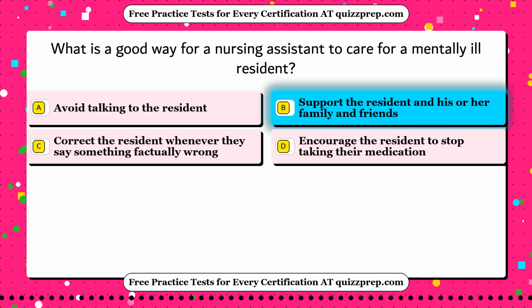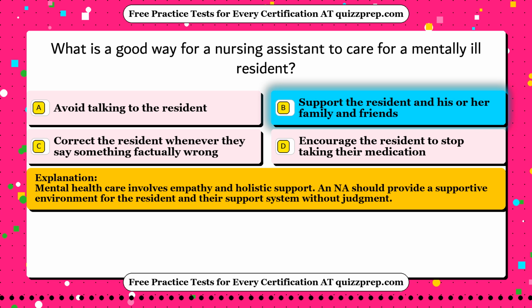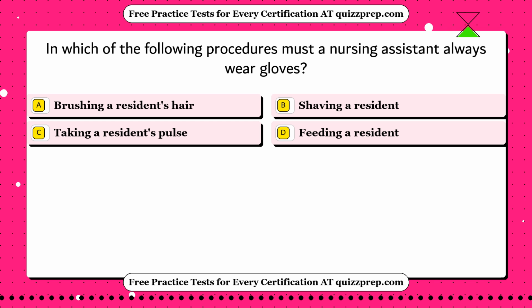The correct answer is option B, support the resident and his or her family and friends. Mental health care involves empathy and holistic support, and NAs should provide a supportive environment for the resident and their support system without judgment. Question 32. In which of the following procedures must a nursing assistant always wear gloves?